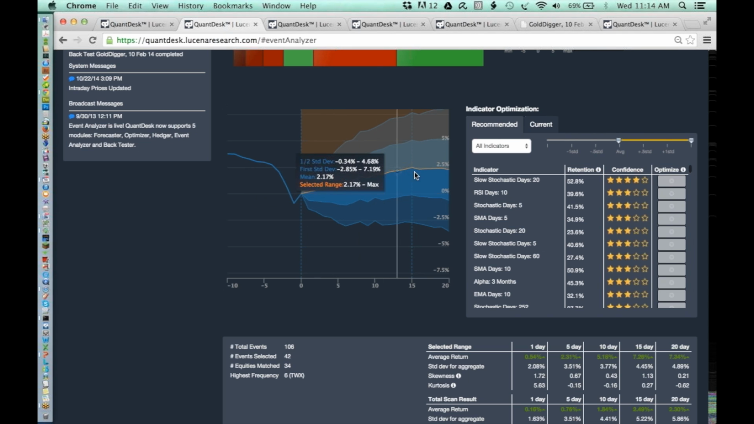So this middle line here is average price over several days. And then these bordering lines represent one standard deviation. This is one half of a standard deviation. You can move the cursor over there and see how much change happens on average. So in this case, we see about a 2.5% increase in price over 15 days. There were a total of 106 of these events over that time period. So that's what events look like within QuantDesk, and how you can craft them and evaluate them.